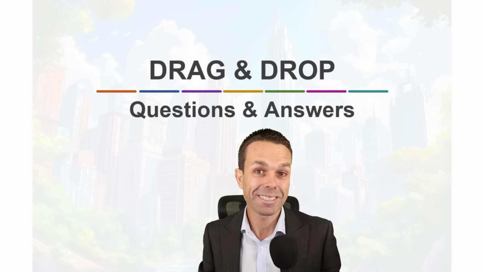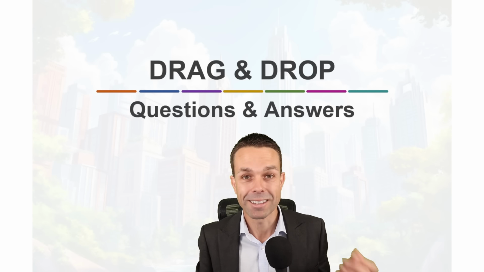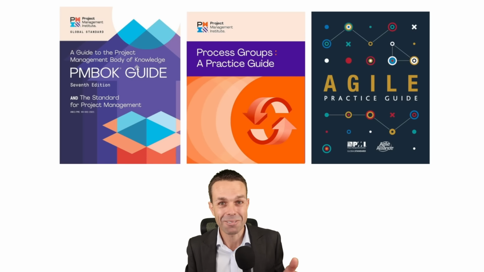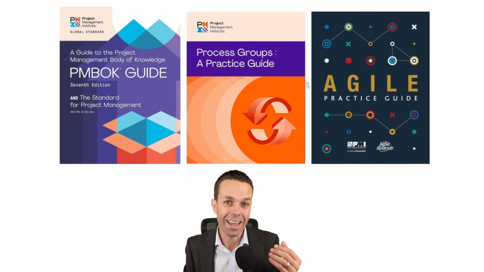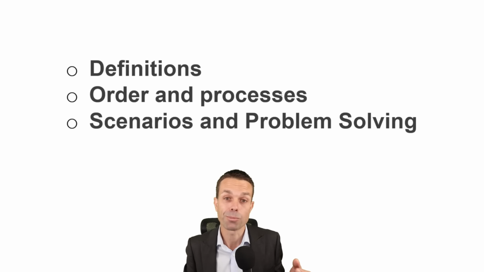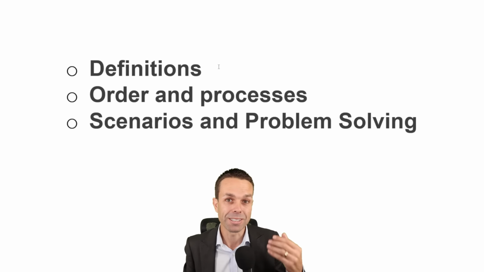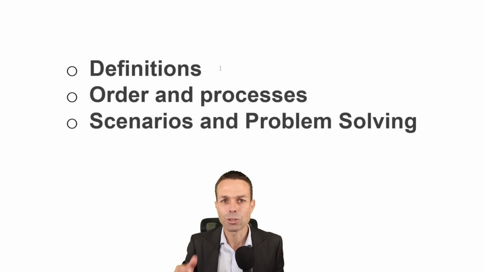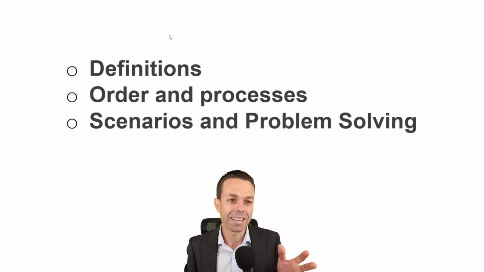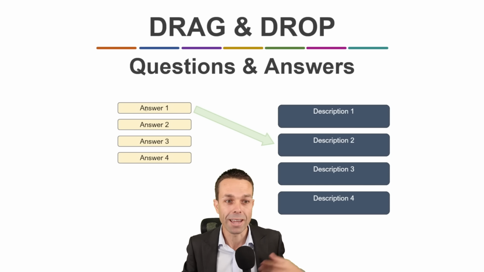Hi everyone, welcome to this set of 110 drag and drop questions and answers for your PMP exam. This set of questions is taken from the PMBOK Guide 7th edition, the Process Groups Practice Guide and the Agile Practice Guide to get a really wide range of project scenarios and problem solving that we can go through and match up the order and processes of things in our project management process, and project management definitions. You'll probably see between 2 and 10 drag and drop questions on the actual exam, but the power of this session is to just really get up to speed and review all these definitions before taking the real thing.